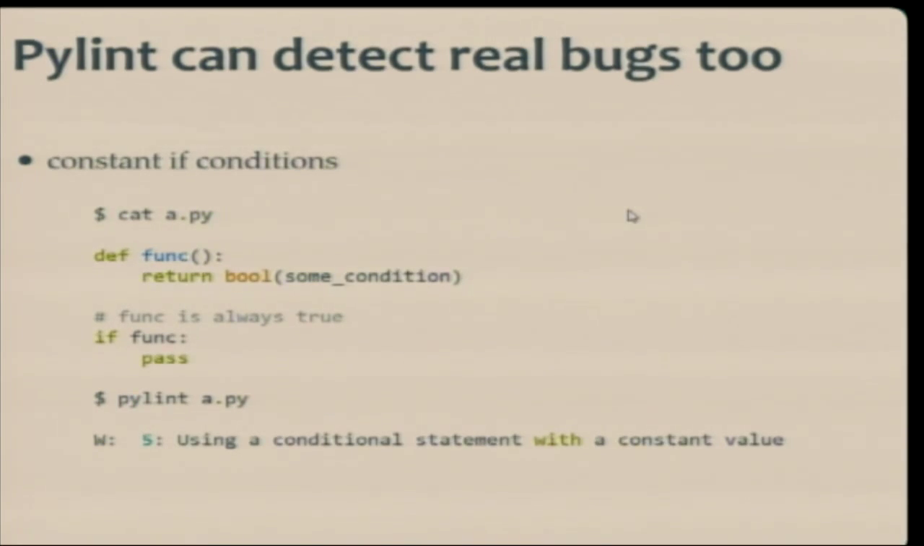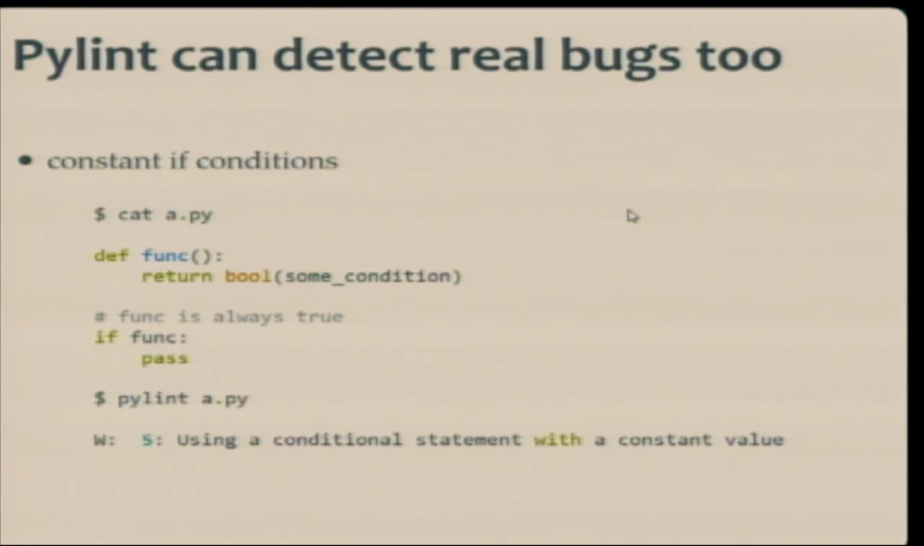Another nice error that Pylint can detect is this one. Basically, here I have a function, and then I have an if statement with func as a conditional for the if statement. And what I intended here to do initially was to call func, but I forgot to write the parentheses. And this statement will always be true. And that if branch will always be taken. So if you write this for this piece of code, you might overlook it if you didn't test it properly. So Pylint can help you in this kind of situation as well.